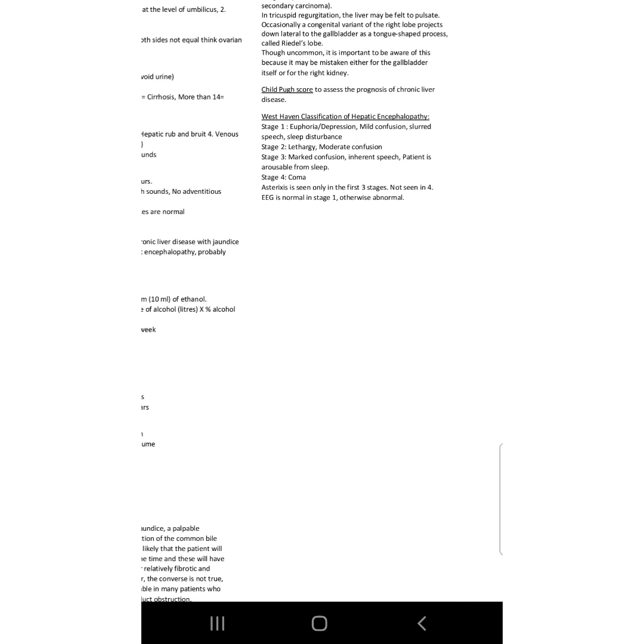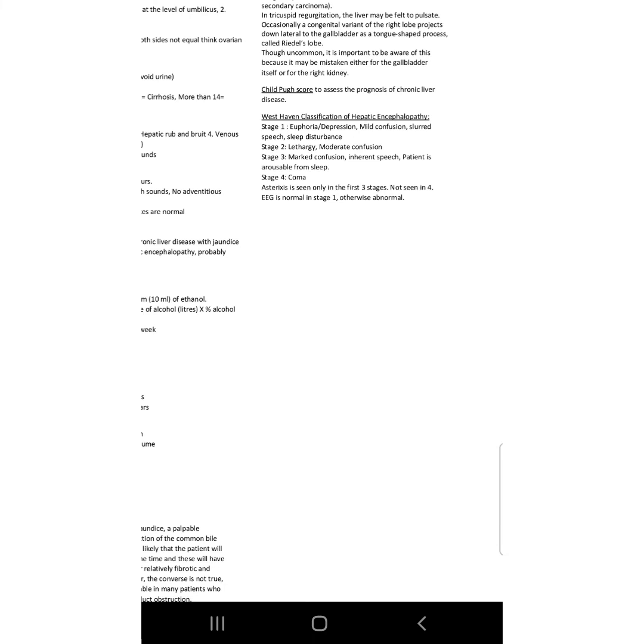In tricuspid regurgitation, the liver may be felt to pulsate. So pulsations can be felt on the liver because of tricuspid regurgitation or tricuspid stenosis. Occasionally, a congenital variant of the right lobe projects down lateral to the gallbladder as a tongue-shaped process called Riedel's lobe. Though uncommon, it is important to be aware of this because it may be mistaken either for the gallbladder itself or for the right kidney. So you need to know about Riedel's lobe, a congenital variant of the right lobe that projects lateral to the gallbladder as a tongue-shaped process.